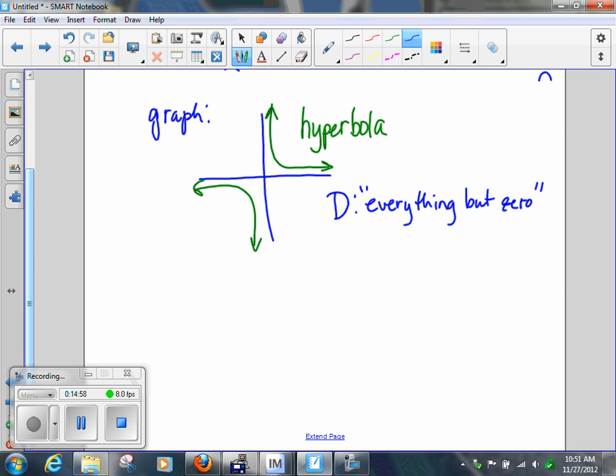You know, we could write all this fancy notation, but it's all well and good as long as you know what that fancy notation means. How would I represent everything but 0? You do it this way. You could write all reals.